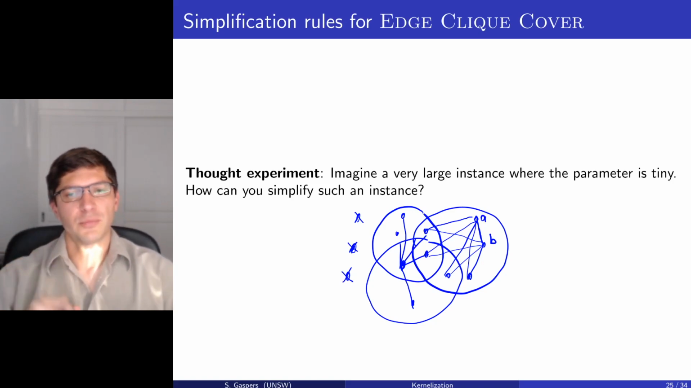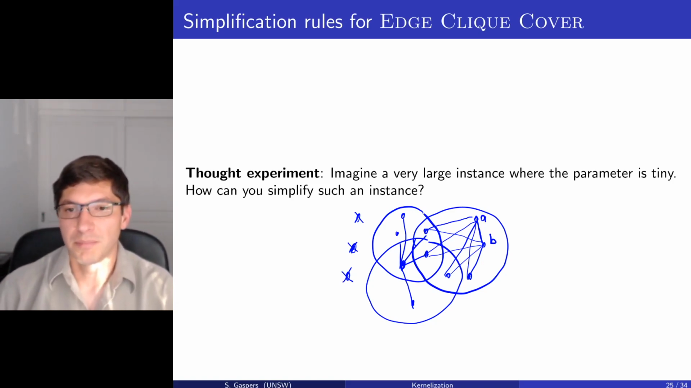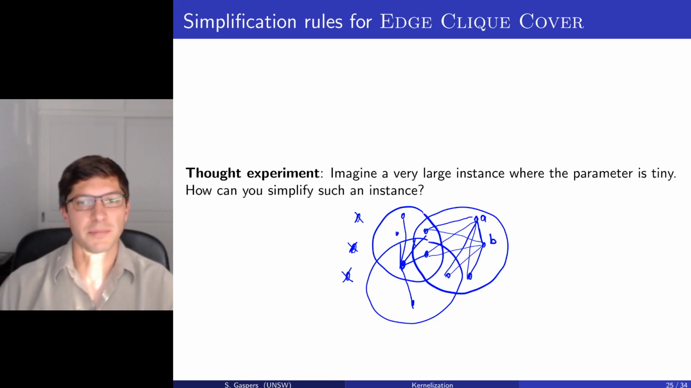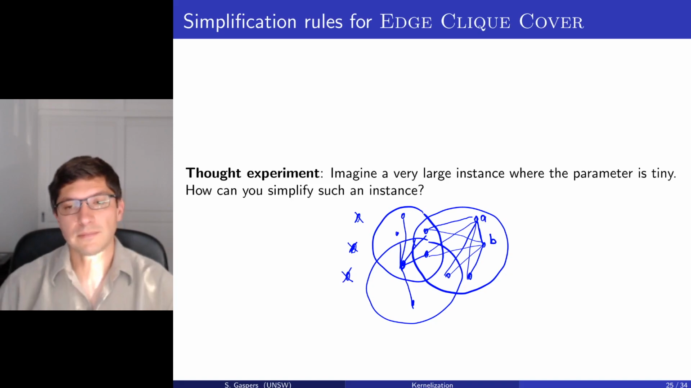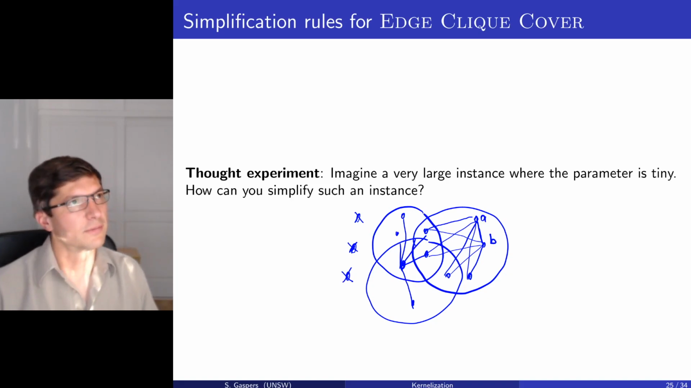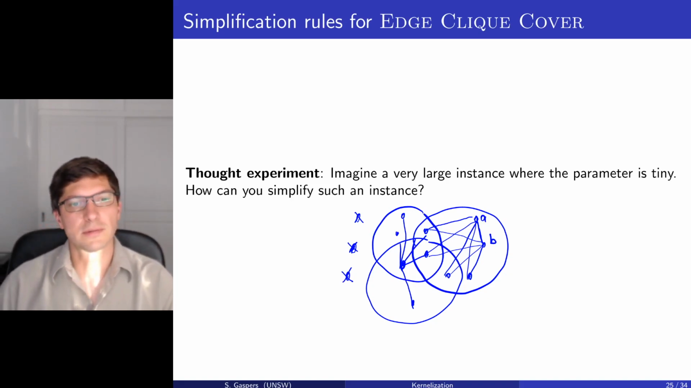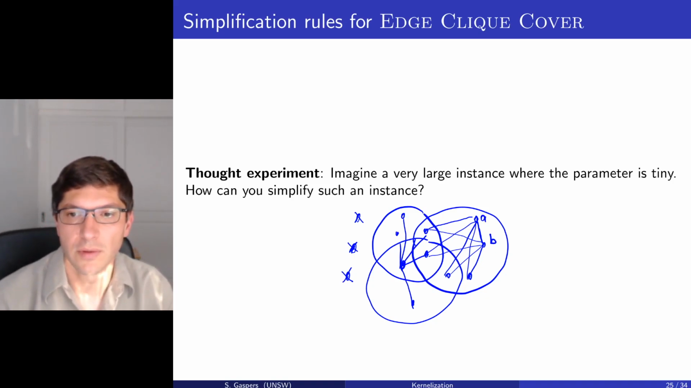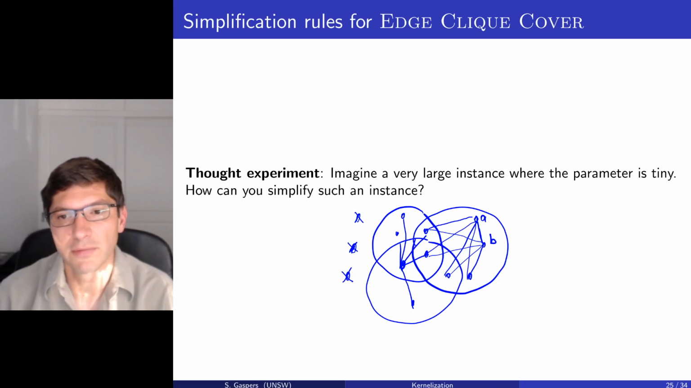Okay, so since our parameter is tiny, but the number of vertices is huge, we know that there must be two vertices that occur exactly in the same cliques. So we know that there are two vertices at least, or multiple vertices, with the same neighborhood. Can we do something about those vertices? So let's say a pair of vertices that have the same neighborhood.